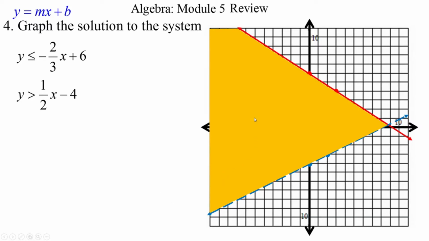Any point within this feasible region is a feasible solution to this system right here. All right, and remember, we cannot be on this dashed boundary line. We can be a point on the solid boundary line over here.